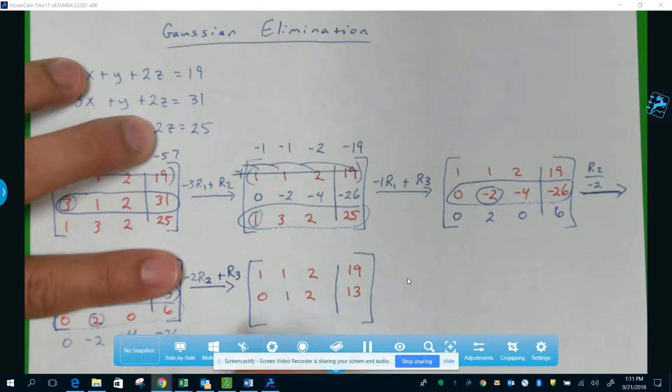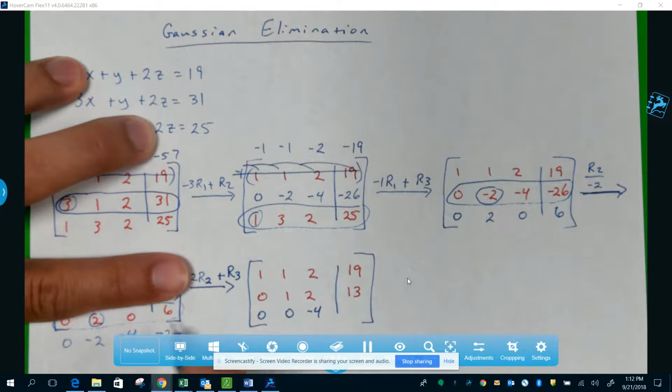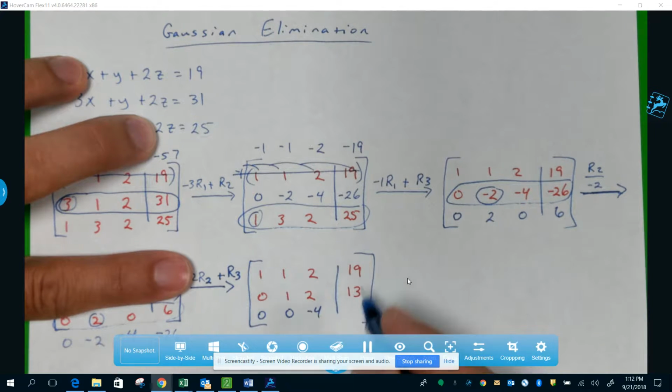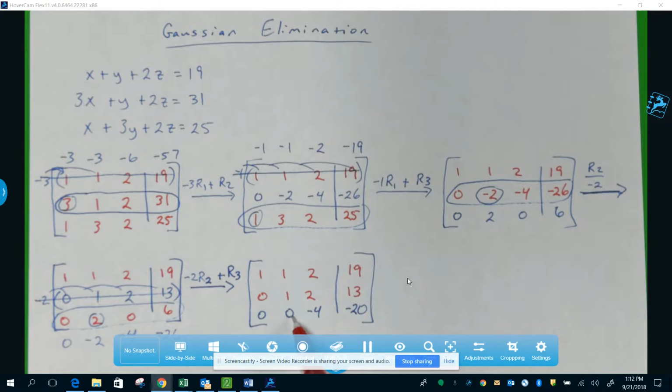0 plus 0 is still 0. Positive 2 and negative 2, 0. 0 minus 4 is negative 4. And then 6 minus 26, negative 20. Okay, so I've got 1, 0, 0. I've got a 1 and a 0.